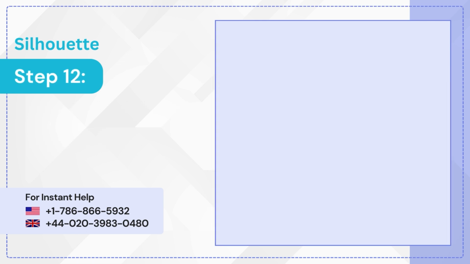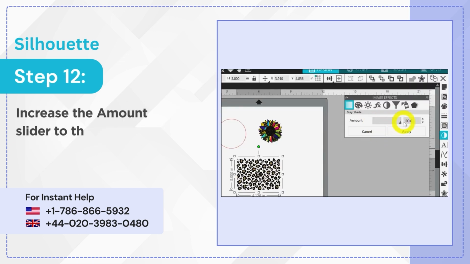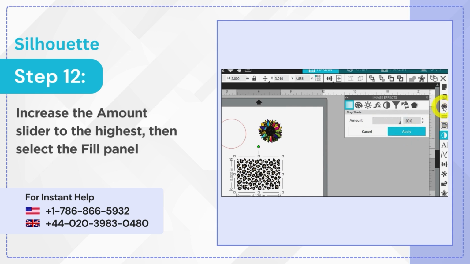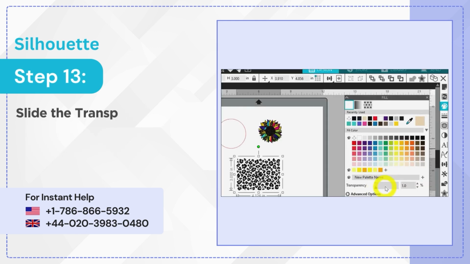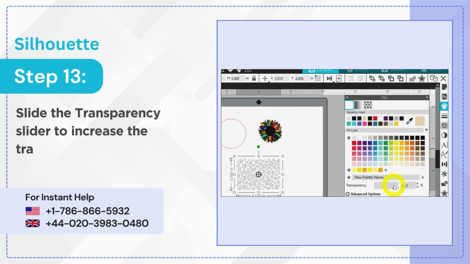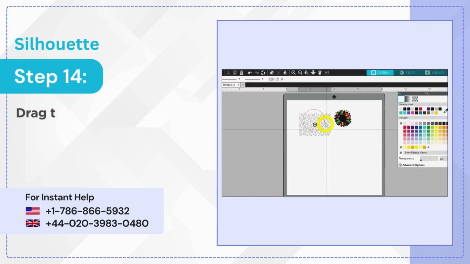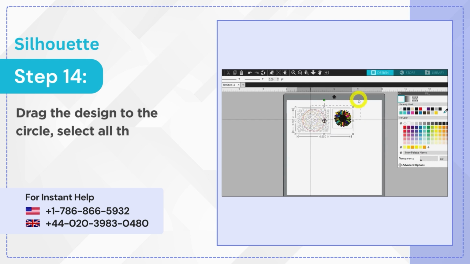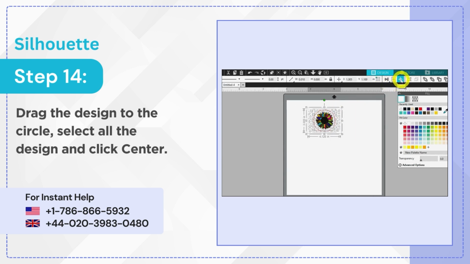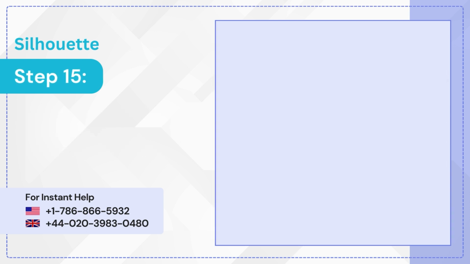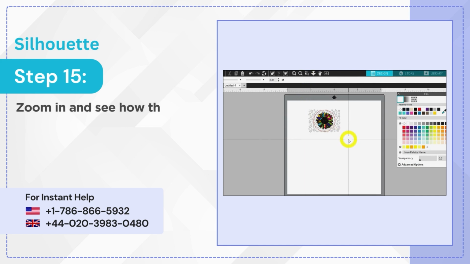Step 12. Increase the amount slider to the highest, then select the Fill panel. Step 13. Slide the transparency slider to increase the transparency. Step 14. Drag the design to the circle, select all the designs and click Center. Step 15. Zoom in and see how the design looks.